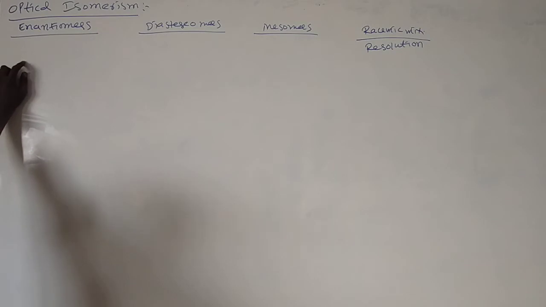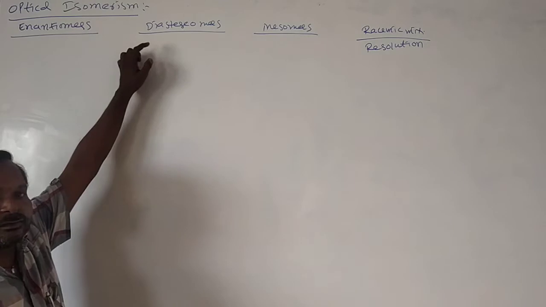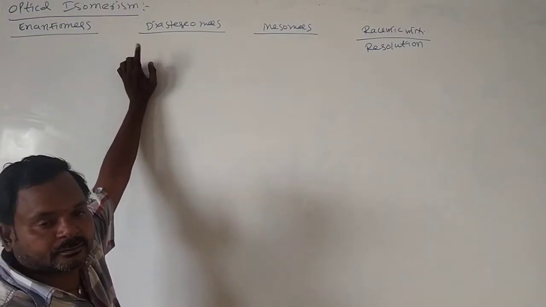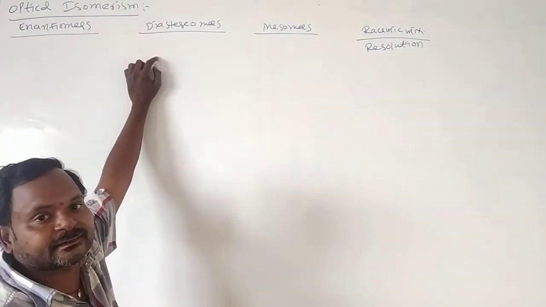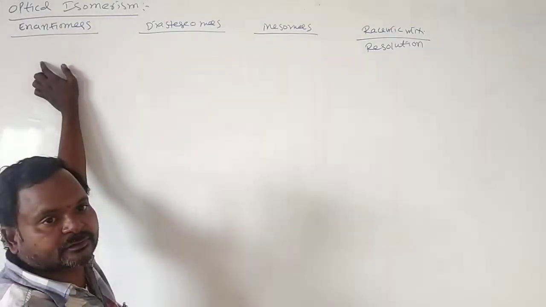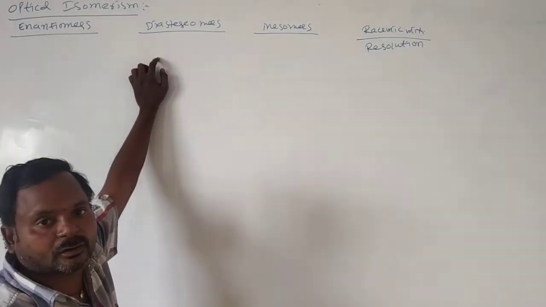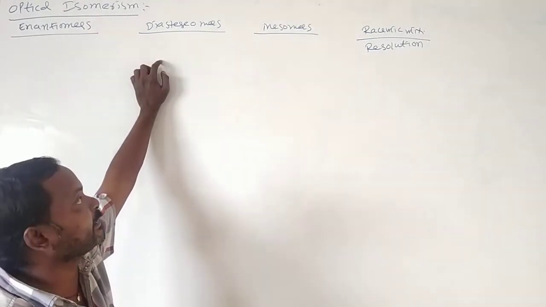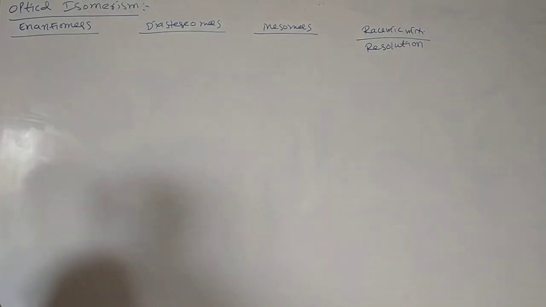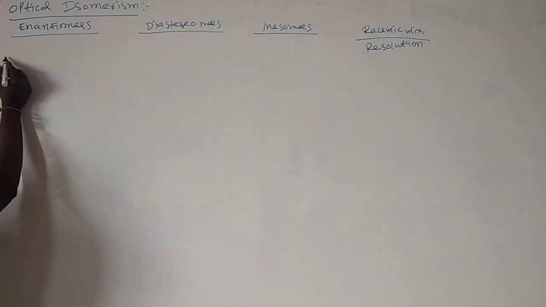I will give the definition for enantiomer. Non-superimposable mirror images are simply called enantiomers. Non-superimposable non-mirror images we call diastereomers. We will see in continuation what mesomers are and how a racemic mixture is represented. Here I am taking a very simple example.